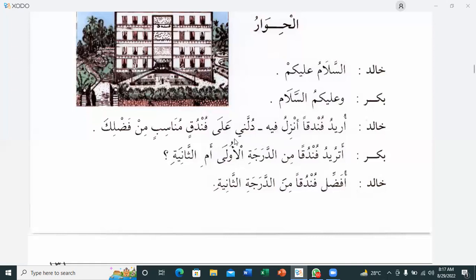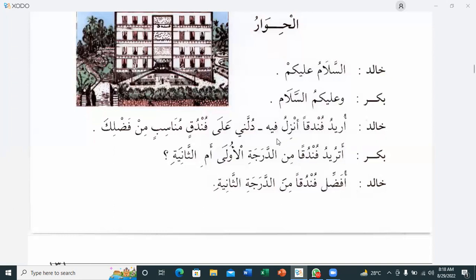Dullani, please show me. Ala fundukin munasibin, a suitable hotel. Fundukin, hotel. Munasibin, suitable. Min fadlik, please. Dullani ala fundukin munasibin min fadlik. Please show me a suitable hotel.